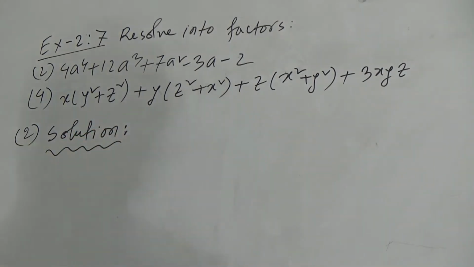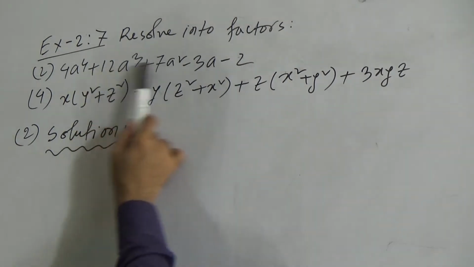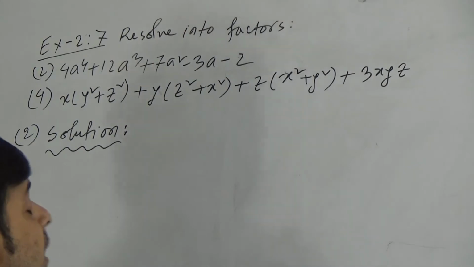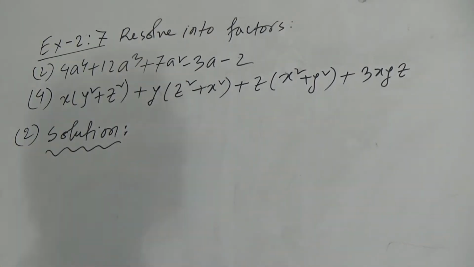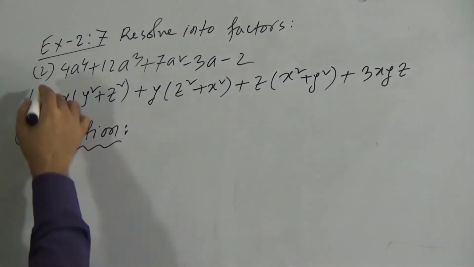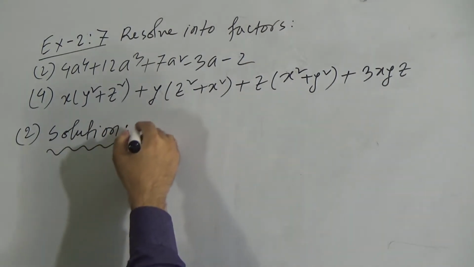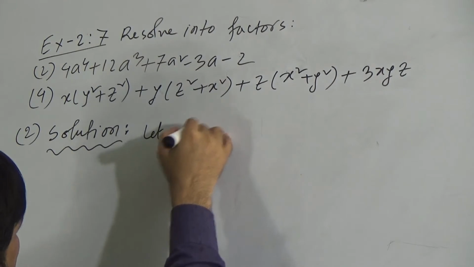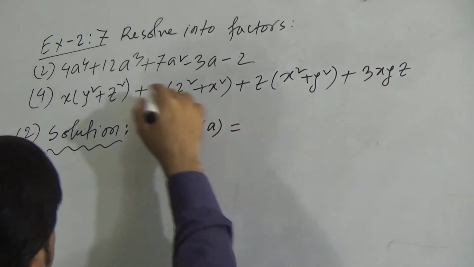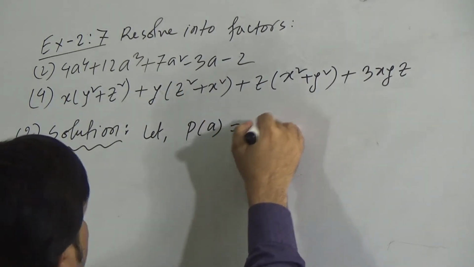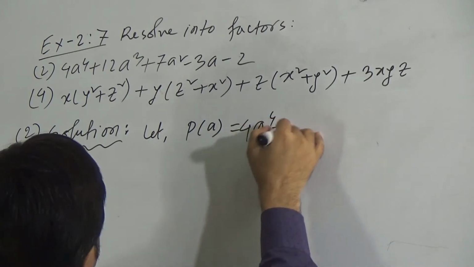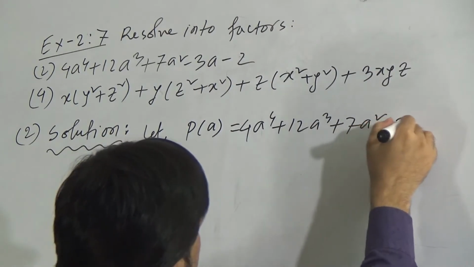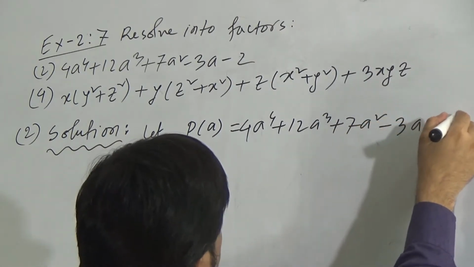As we need to factorize this expression, and I have told you that the first one I will solve using the remainder theorem, at first we have to consider this is a polynomial of variable a. So we can write here, let P of a is equal to 4a to the power 4 plus 12a cube plus 7a square minus 3a minus 2.